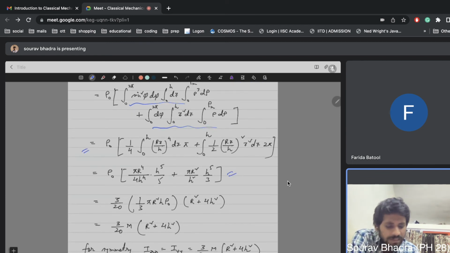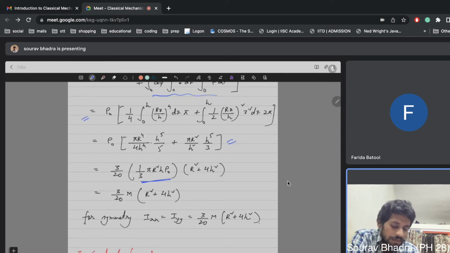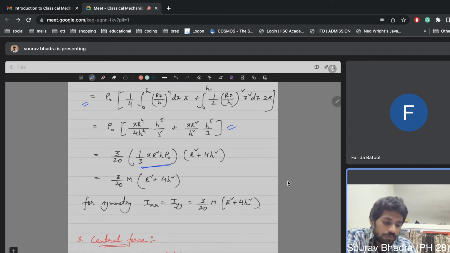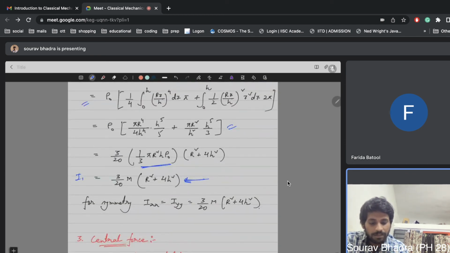These are pretty easy to do, and again we are interested in writing our answer in terms of the mass of the cone. That's why 1/3 pi r square h rho 0 we have taken separately. So it will be your result for Ixx. Ixx is 3/20 capital M times (R square plus 4 H square), where R is the radius of the base, H is the height of the cone, and M is the mass of the cone.